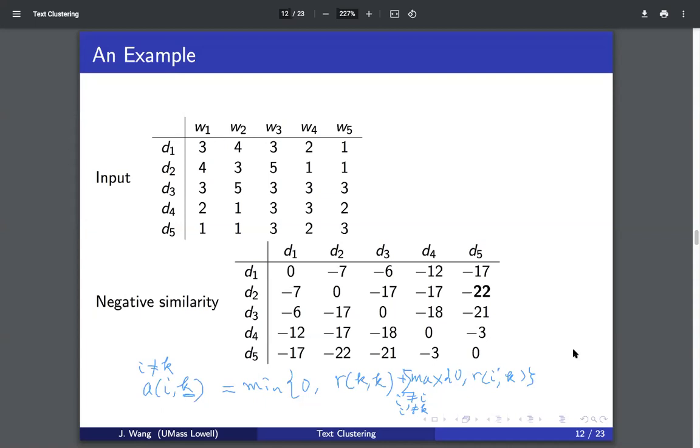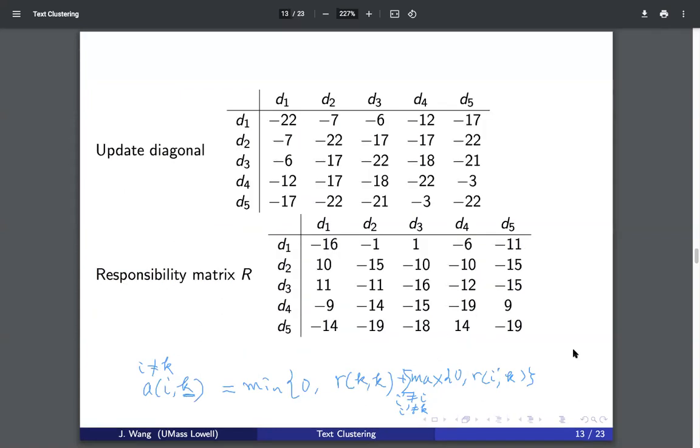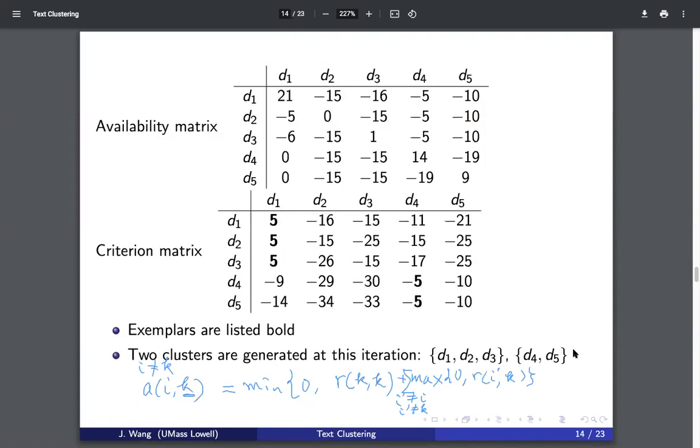All right. So which means we have to remember what our R is. So that's our R. So let's pick a value. Let's say we do this off diagonal. So which means we are going to compute A12. And that is equal to the minimum of 0.